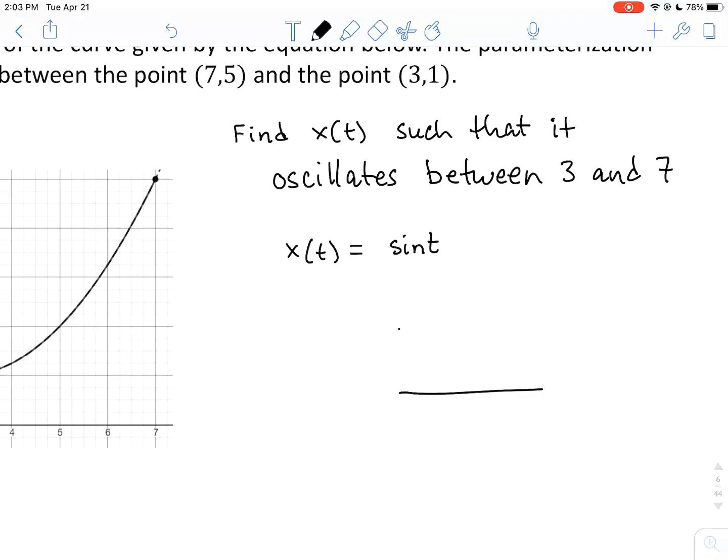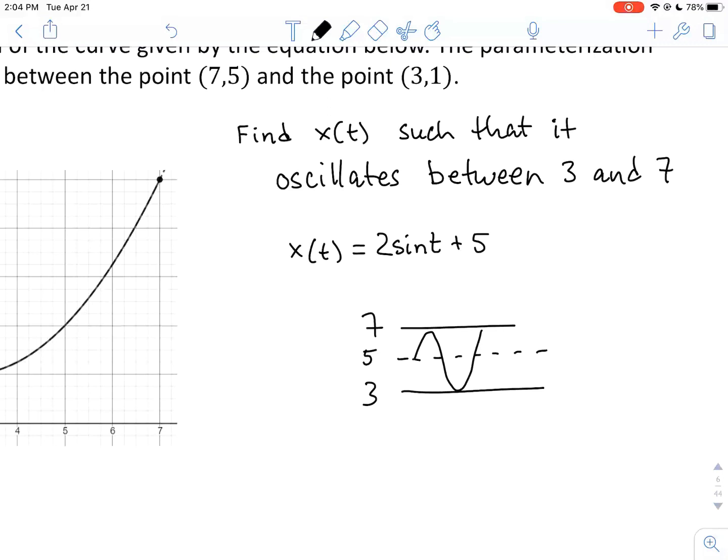First thing I want to do is get the amplitude right. So if you're bouncing around between 3 and 7, you got to figure out where the center of that is. 3 and 7 are 4 units apart, so 5 will be that location. So our amplitude of our wave is going to be 2, which means you need to double the sine wave. And then we need to shift it up 5. And here I've just created a function, x of t, that will oscillate between 3 and 7.